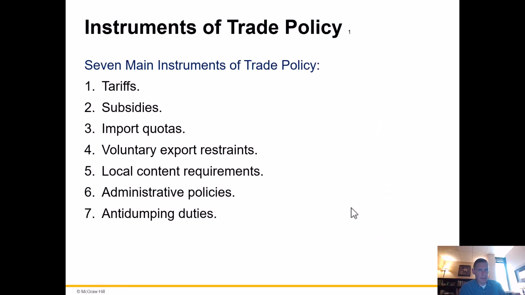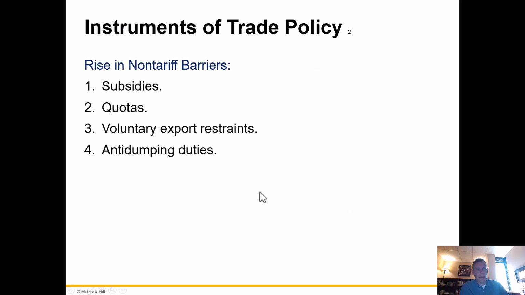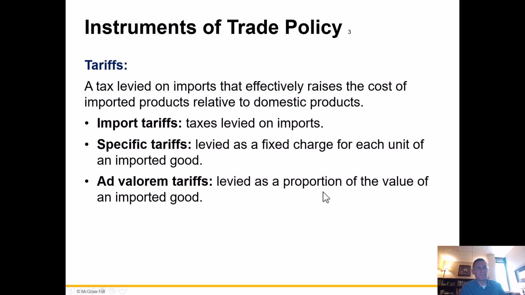So the seven main instruments of trade policy. We have tariffs, subsidies, import quotas, voluntary export restraints, local content requirements, administrative policies, and anti-dumping duties. There's also a rise in non-tariff barriers, so things like subsidies, quotas, voluntary export restraints, and anti-dumping duties.